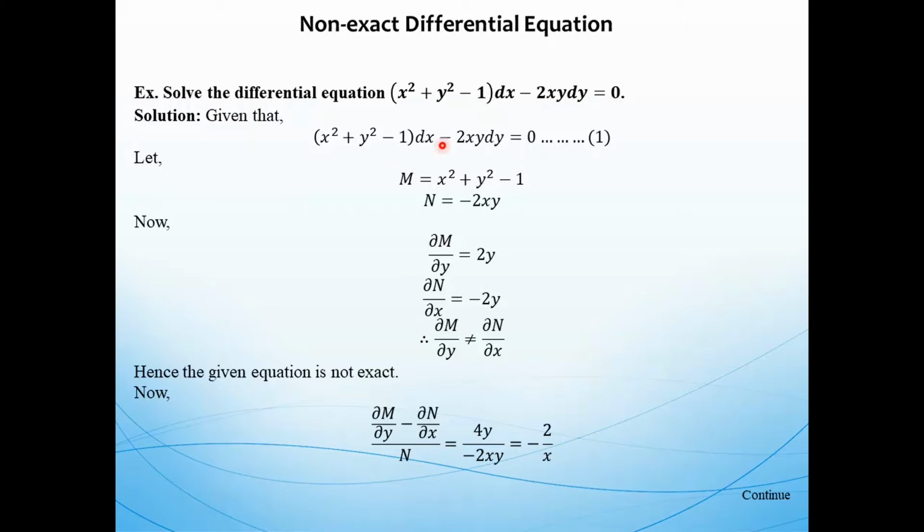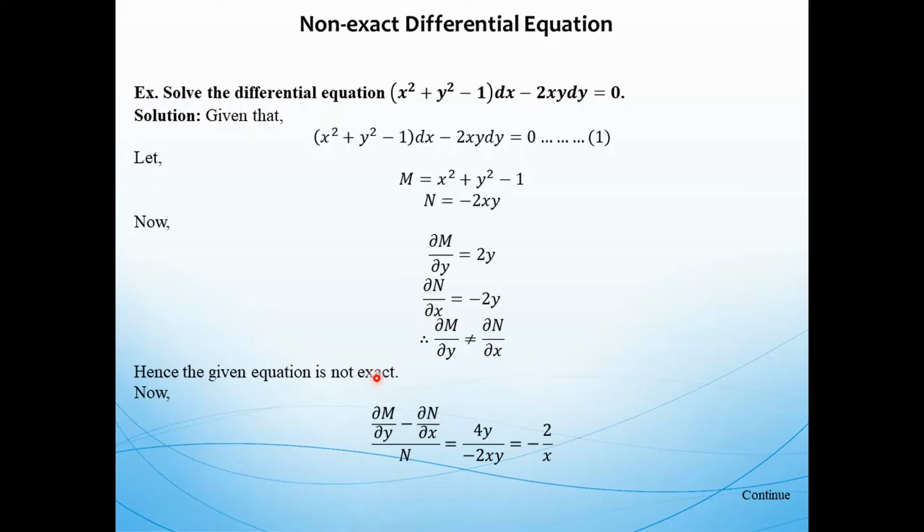To solve this, write the given equation and consider it as equation number 1. Now we will check whether this equation is exact or not. For that, we consider M is equal to x squared plus y squared minus 1 and N is equal to minus 2xy. Now partially differentiate M with respect to y, that gives 2y, and N with respect to x, that gives minus 2y. That is, del M by del y is not equal to del N by del x. So we can say that equation 1 is not an exact equation.